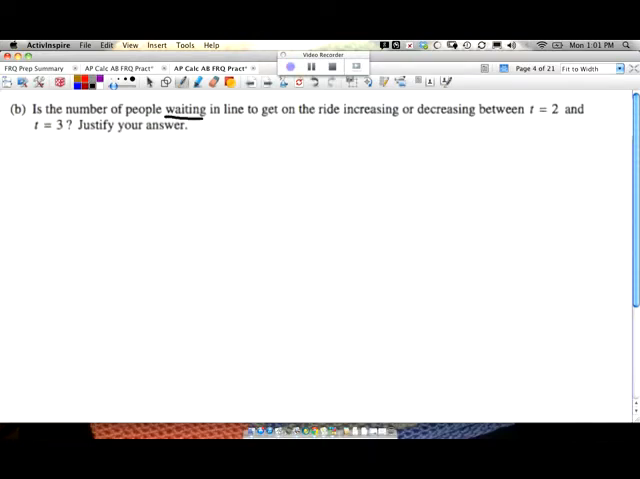Next, Part B. Is the number of people waiting in line to get on the ride increasing or decreasing? Okay, so this is interesting.